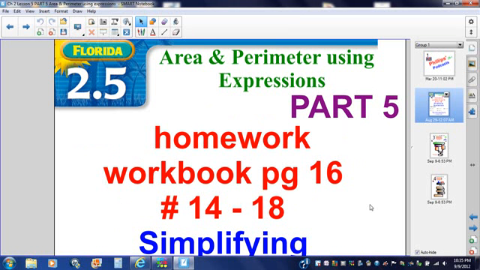Today's podcast is going to be on Lesson 2.5, again, Part 5. We're going to talk about area and perimeter using expressions.